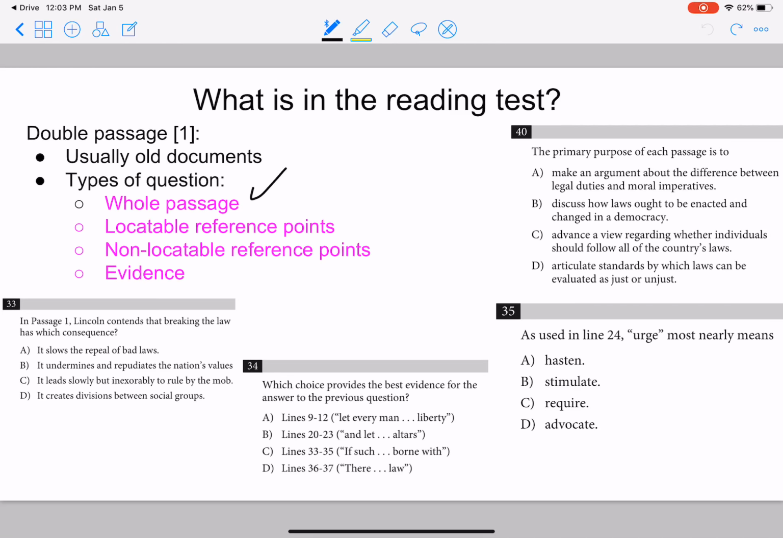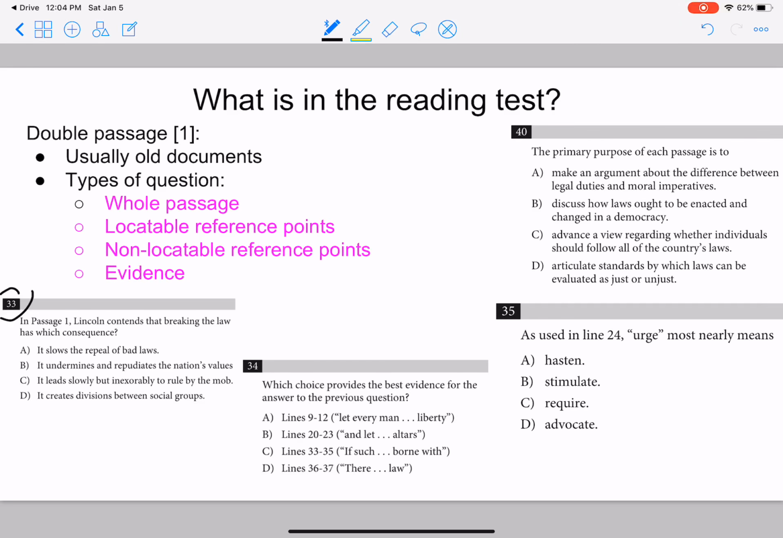They're usually documents that are in Old English, so that makes it kind of hard. But you're also going to get whole passage questions. You're going to get locatable reference point, non-locatable reference point, and evidence questions. So you're going to get all the same ones that the other ones get. And here are some examples. Number 33: in passage 1, Lincoln contends that breaking the law has which consequence?